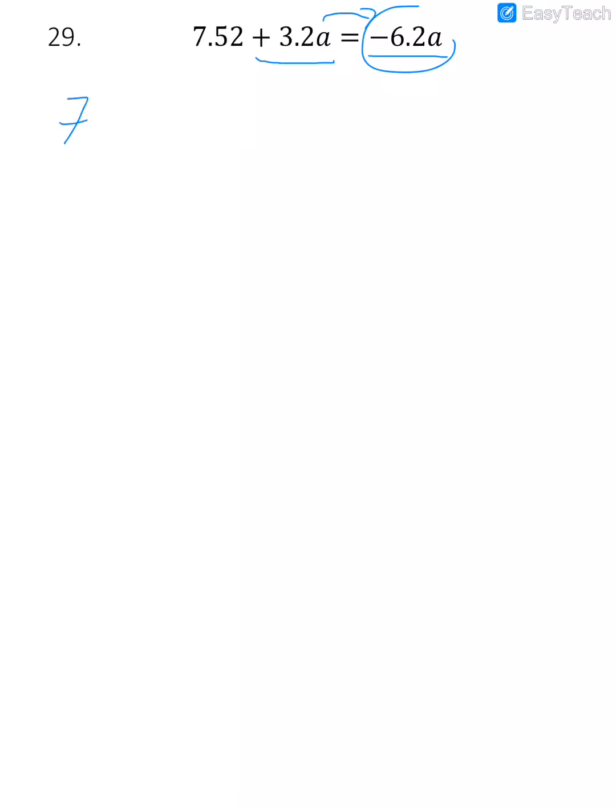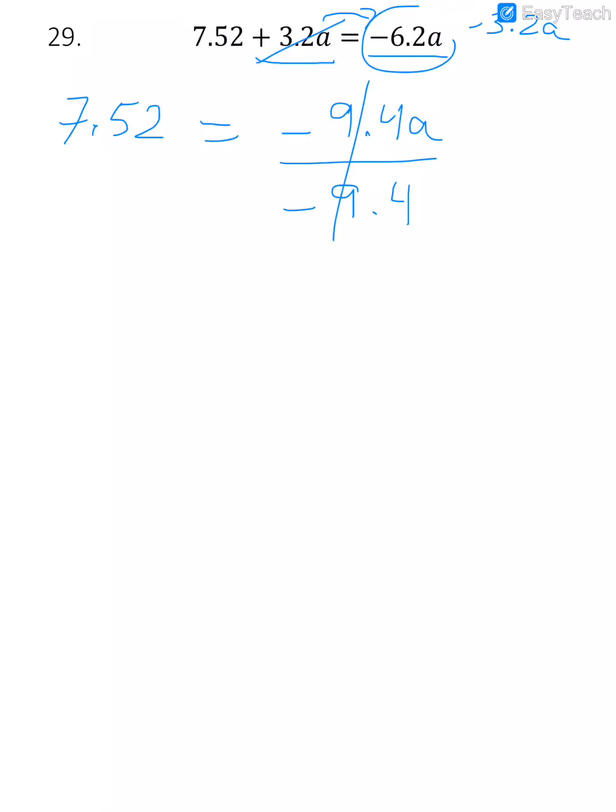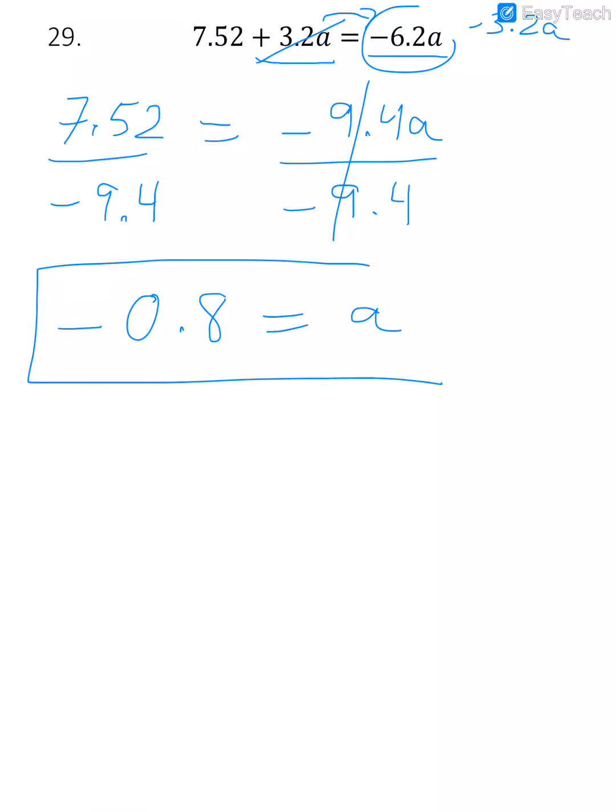So 7.52, I'm going to minus 3.2a to this side. And that gives me negative 9.4a. And my last step then is to divide, remembering to divide the negative sign to get a completely by itself. Divide 9.4 to that side, and I get negative 0.8 is the answer to what equals a.